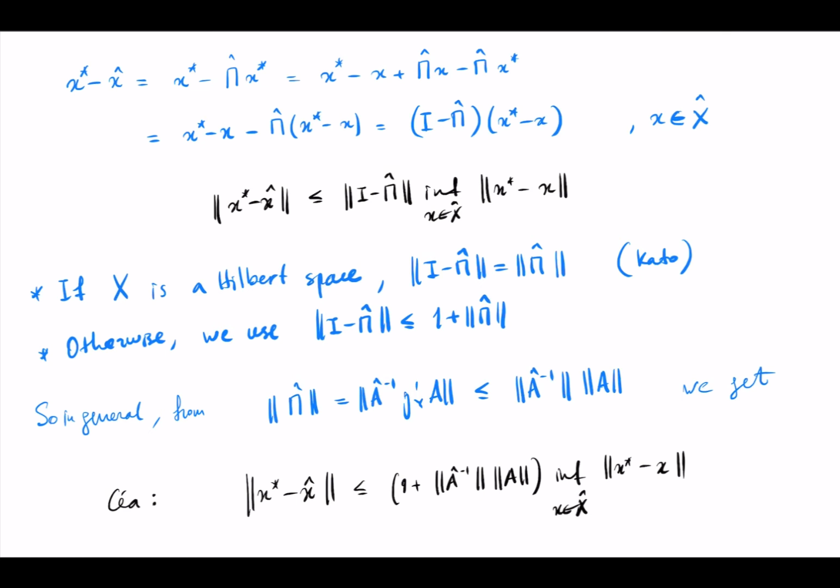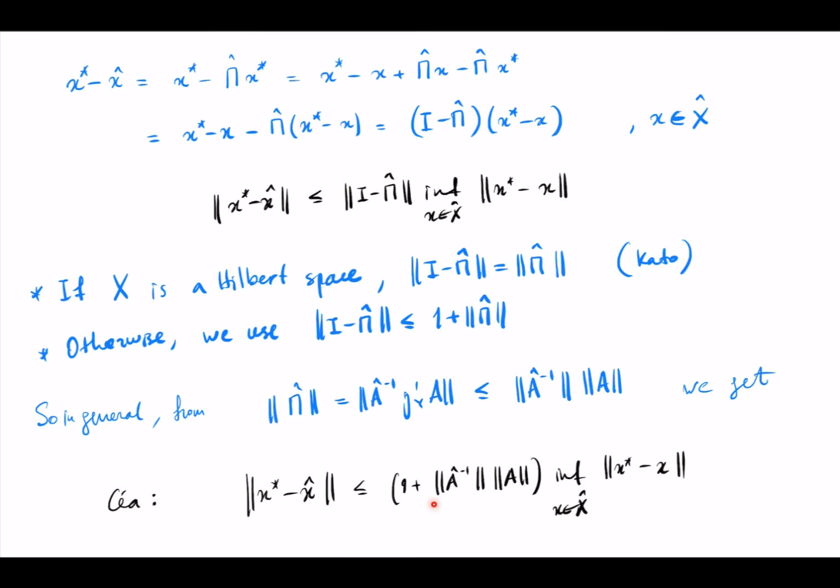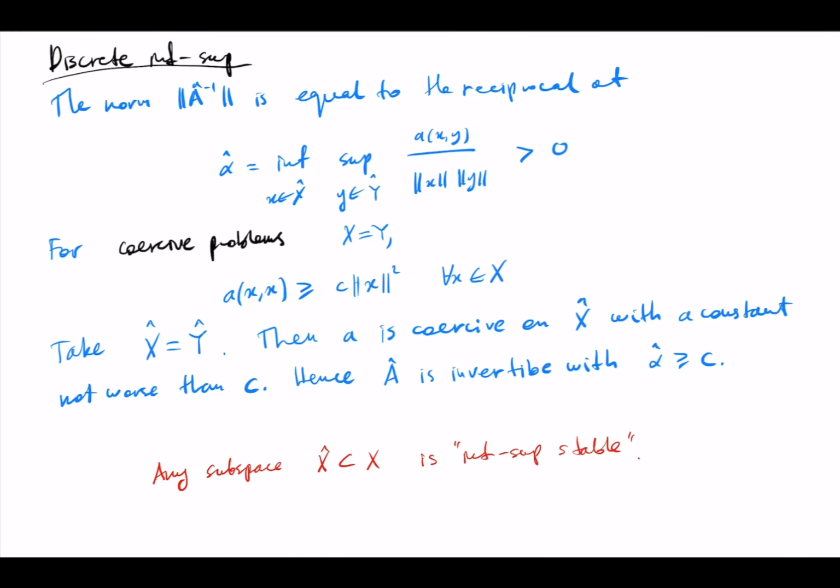Now, in general, when X is not a Hilbert space, we can bound this by just 1 plus the norm of the Galerkin projector. So in general, we're going to get this CS lemma that we actually already derived by another method, right? So this was simply 1 over alpha hat, the norm of the inverse of the discrete operator A hat, and the alpha hat, so these are related to each other. To check this is uniformly bounded, we need to look at the discrete inf-sup conditions.